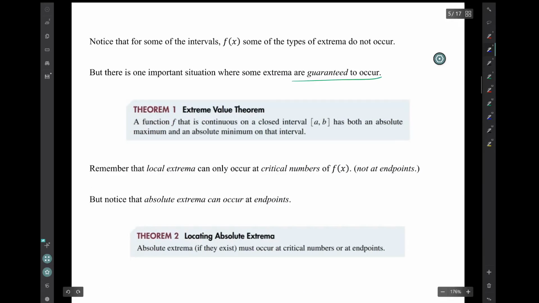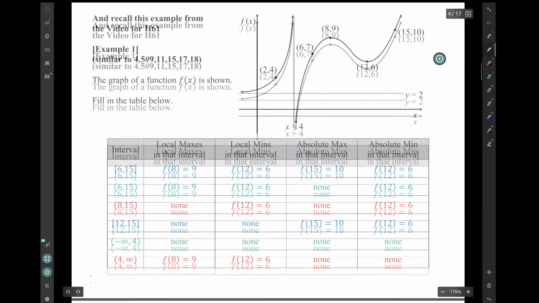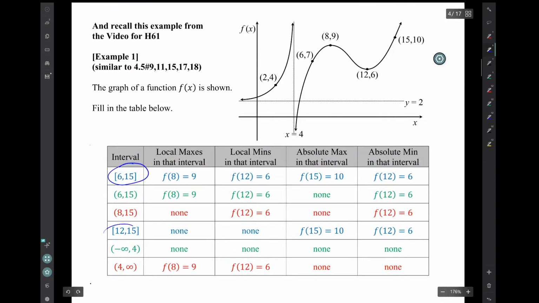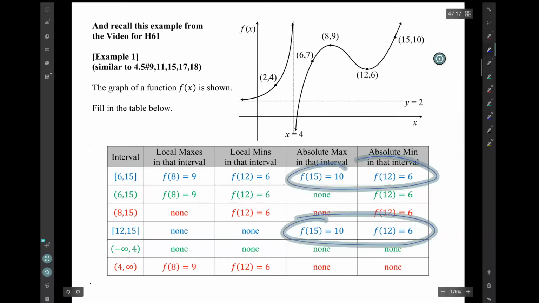So we have this theorem, the extreme value theorem, that says if your function f is continuous on a domain that's a closed interval, then it will have both an absolute max and an absolute min on that interval. So these two intervals are closed intervals. The function is continuous on those intervals, and on those intervals, there are both absolute maxes and absolute mins.